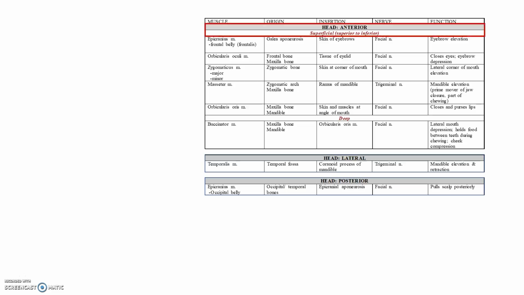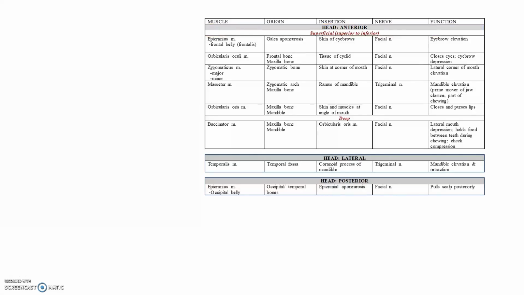It's important that you look at the heading. The heading tells you where you're going to be looking in the models. In this case, it's going to be the head, and you're looking at the front part of the head. And then if you look right below the heading, you see that it says superficial, and then in parentheses, superior to inferior.